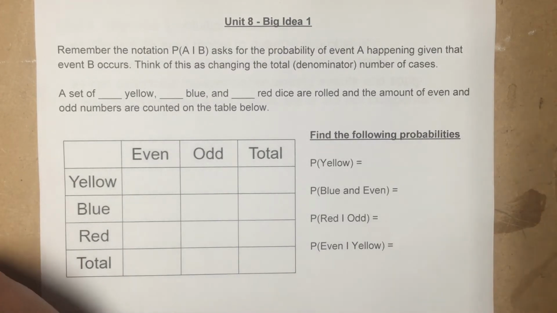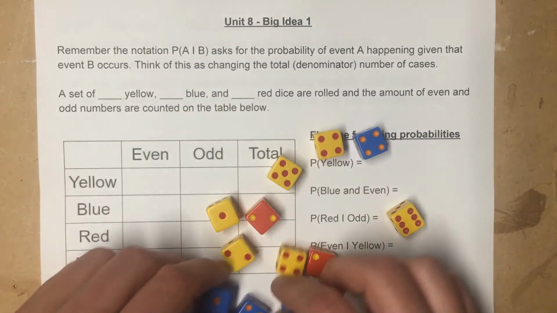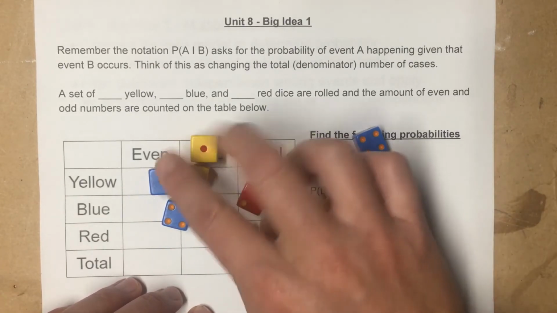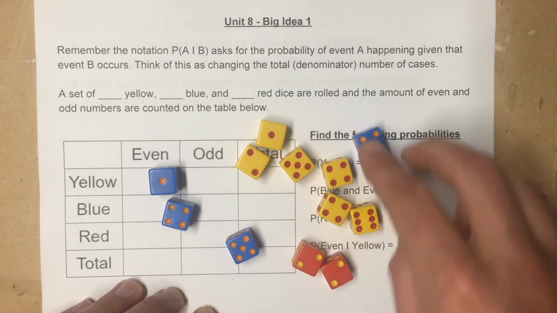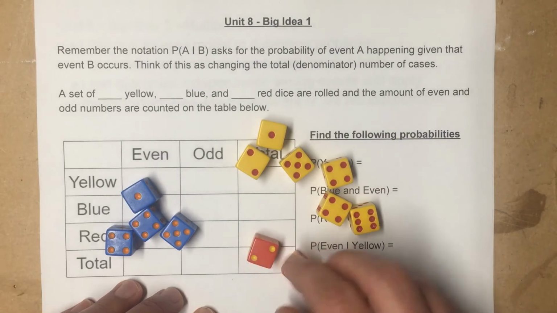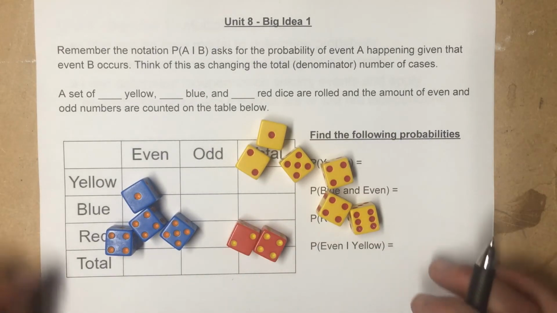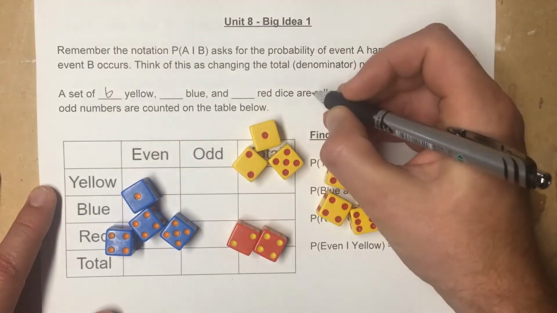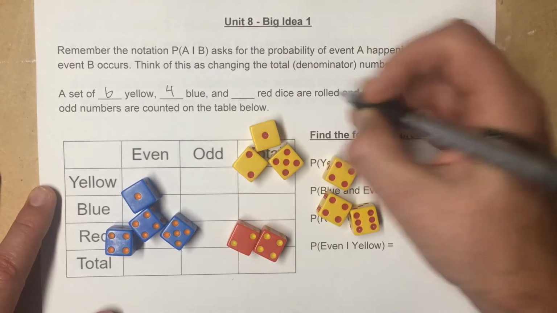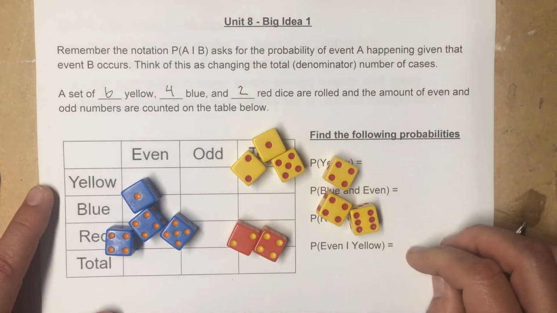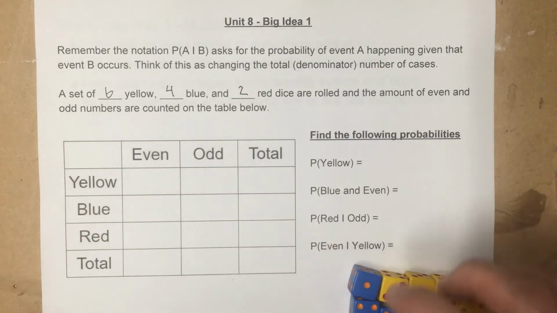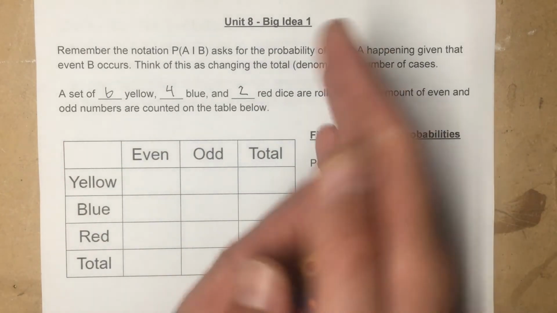So let's get to our problem. We're going to have a set of dice right here. I'm going to put these out for you. So I have a set of 6 yellow dice, 4 blue dice, and 2 red dice. A set of 6 yellow dice, 4 blue dice, and 2 red dice are rolled, and the amount of even and odd numbers are counted on the table below. So we're going to take some data right now and fill out this table and find some probabilities.